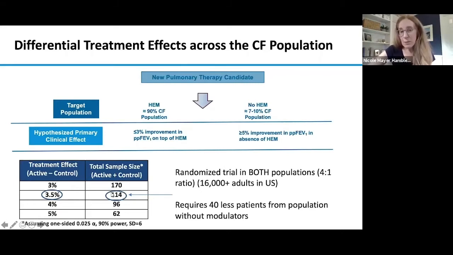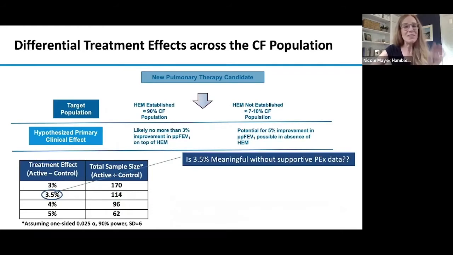We'd increase our sample size because of this to about 114, so not huge, relative to the massive increase in our patient population that we could now recruit from. So these are the types of things and exercises that we're now going through in terms of our drug development strategy. The question here is, with that smaller treatment effect size, is 3.5% meaningful without supportive secondary data?